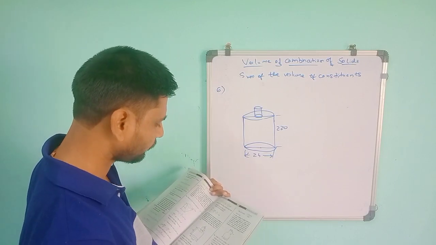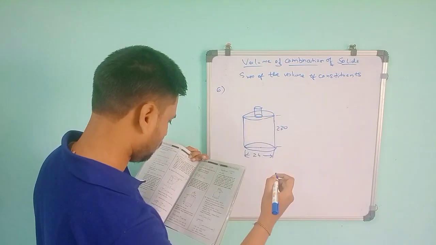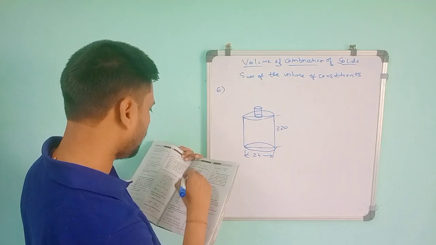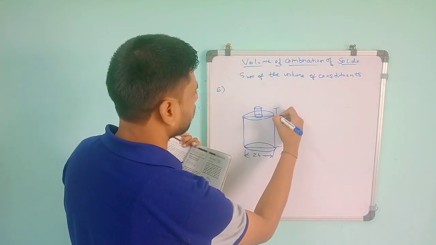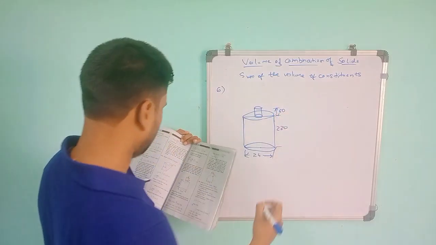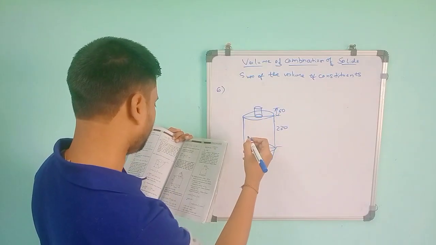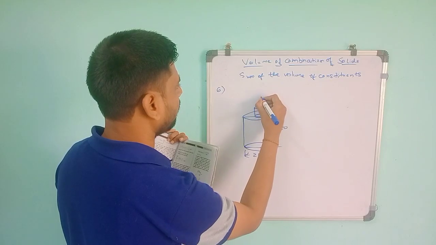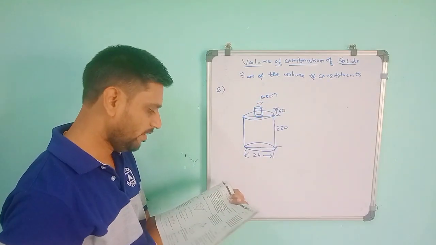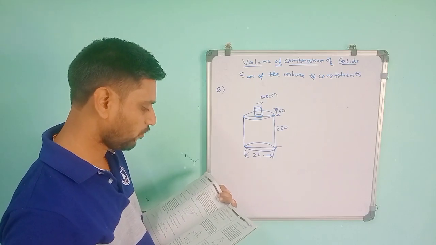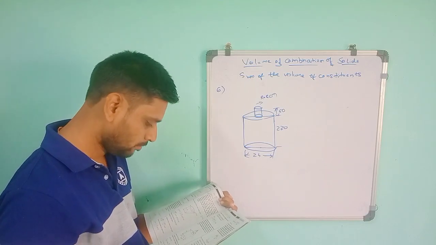In that, the given height is 60 centimeters, so this is 60. Then the given radius is 8 centimeters, so radius is 8. Then find the mass of the pole, given that 1 centimeter cube of iron has approximately 8 gram mass.